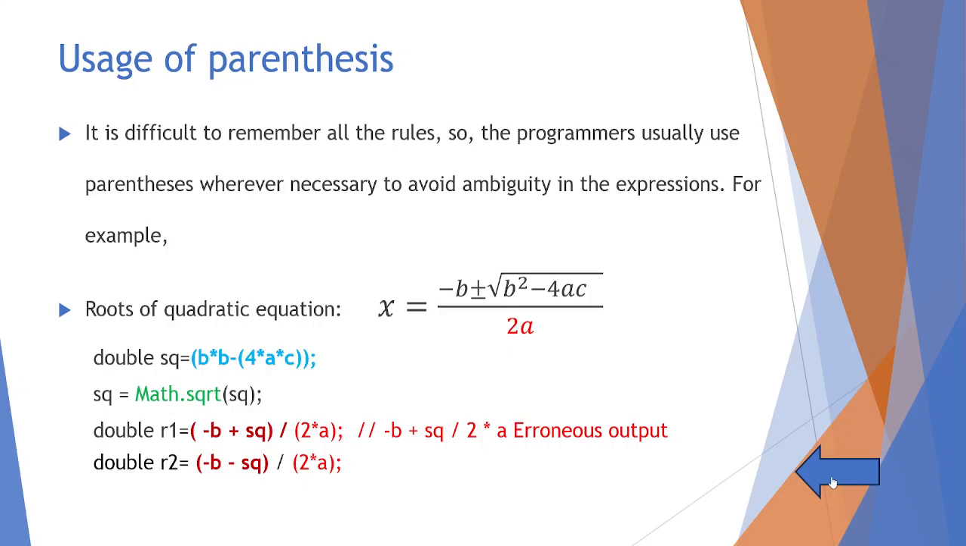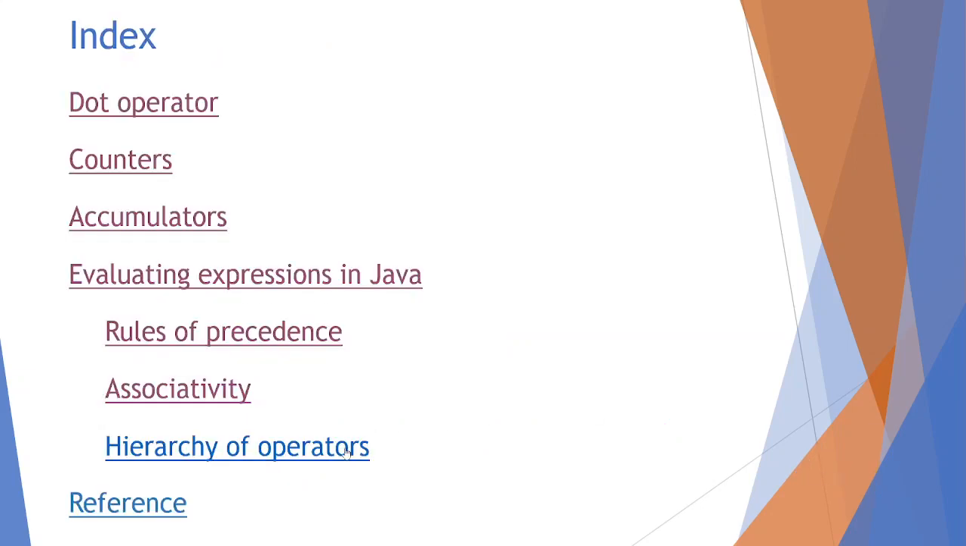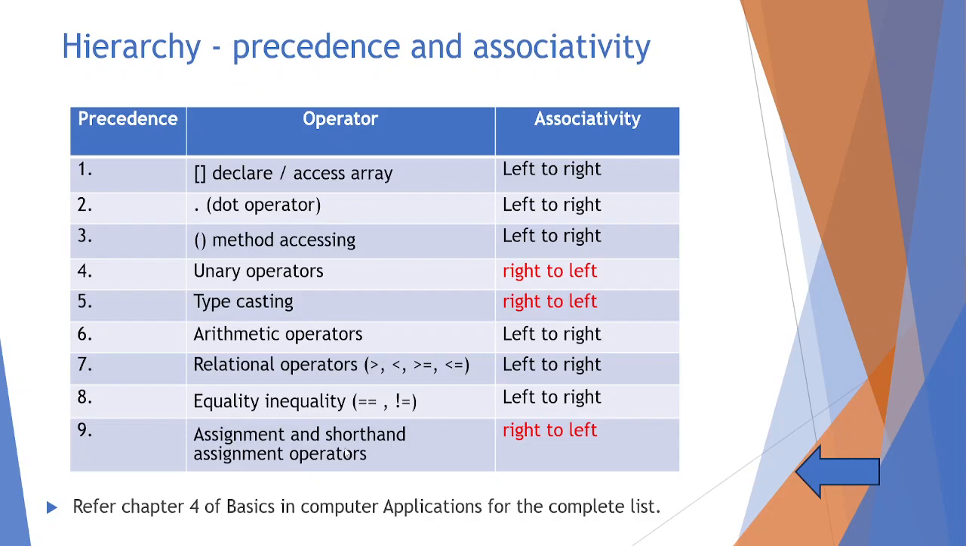But this answer would be wrong because the whole should be divided by 2a, and the computer does not know this. So minus b plus whatever square root, we put in parentheses. This whole should be divided by, within brackets, 2 into a, this whole. So we need to guide it after understanding associativity and precedence. Then the hierarchy of operators with associativity is like this.